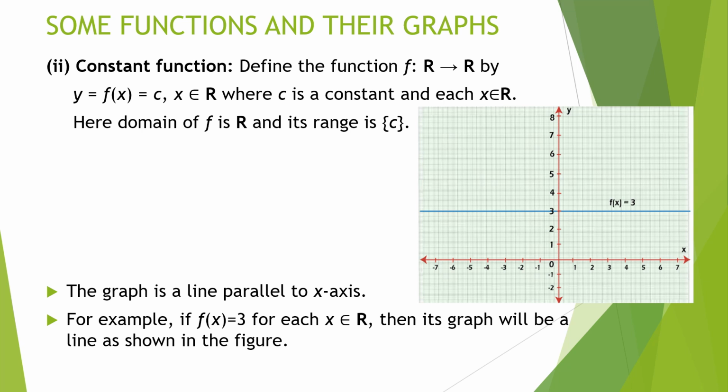For example, here the graph is of f(x) = 3. That means for any x, the value of f(x) or y will always be 3. So it will be a line parallel to the x-axis, and the example is given over here.